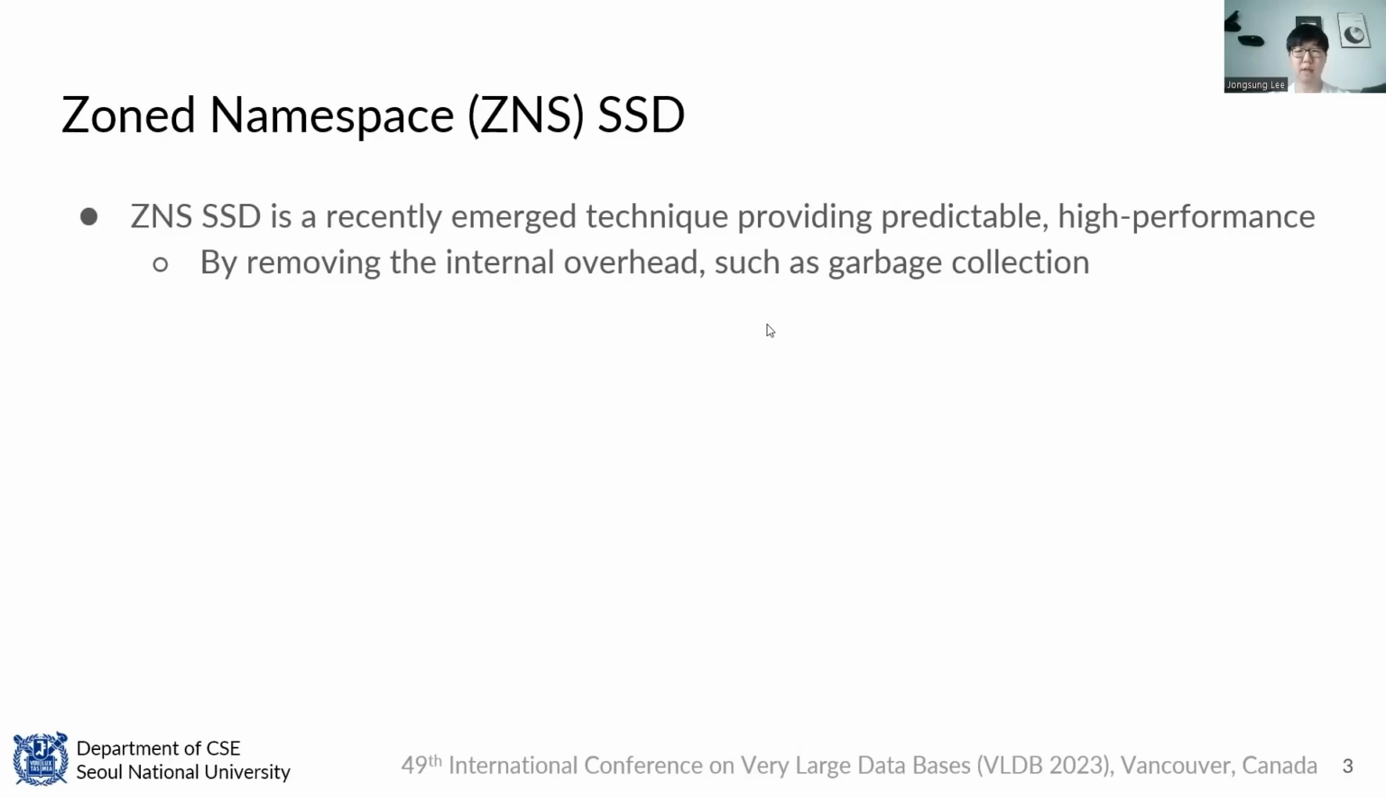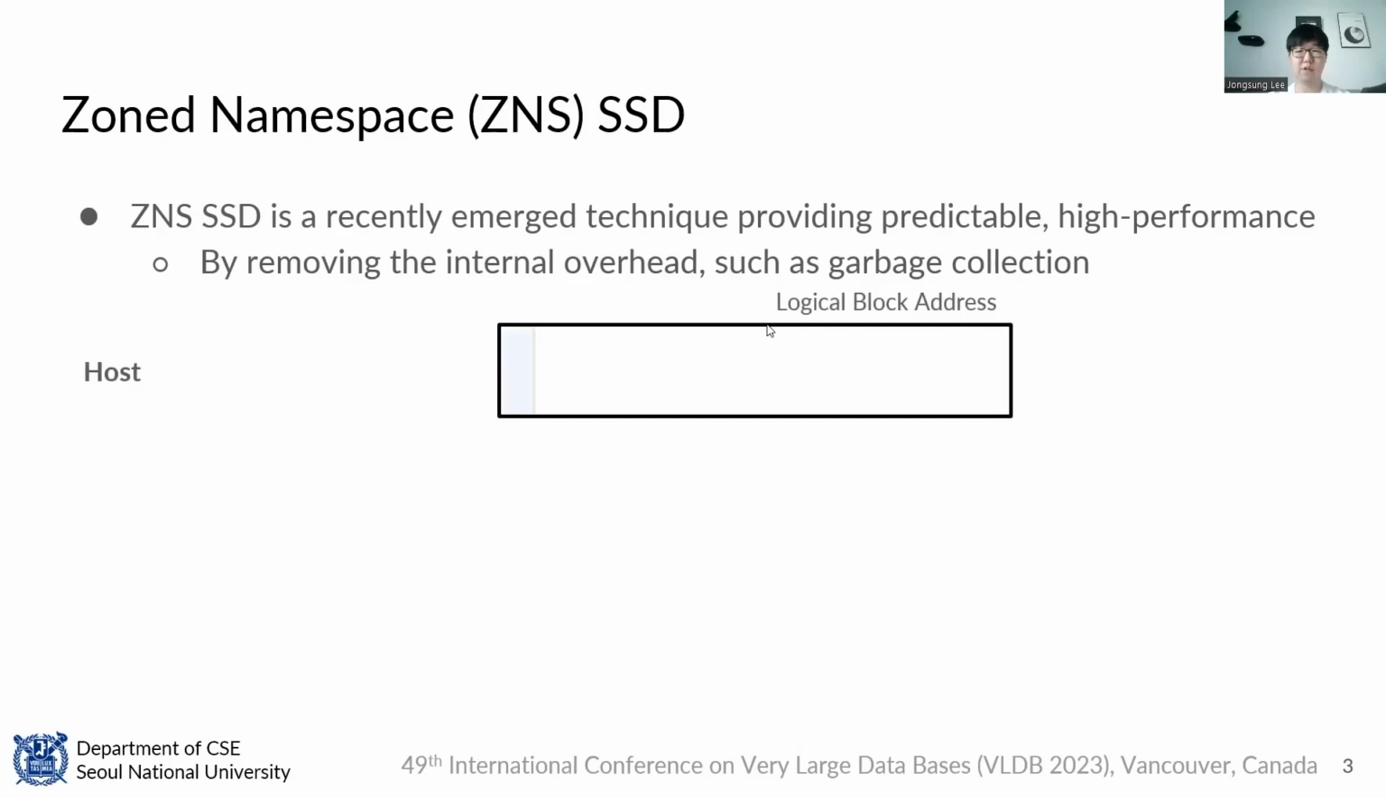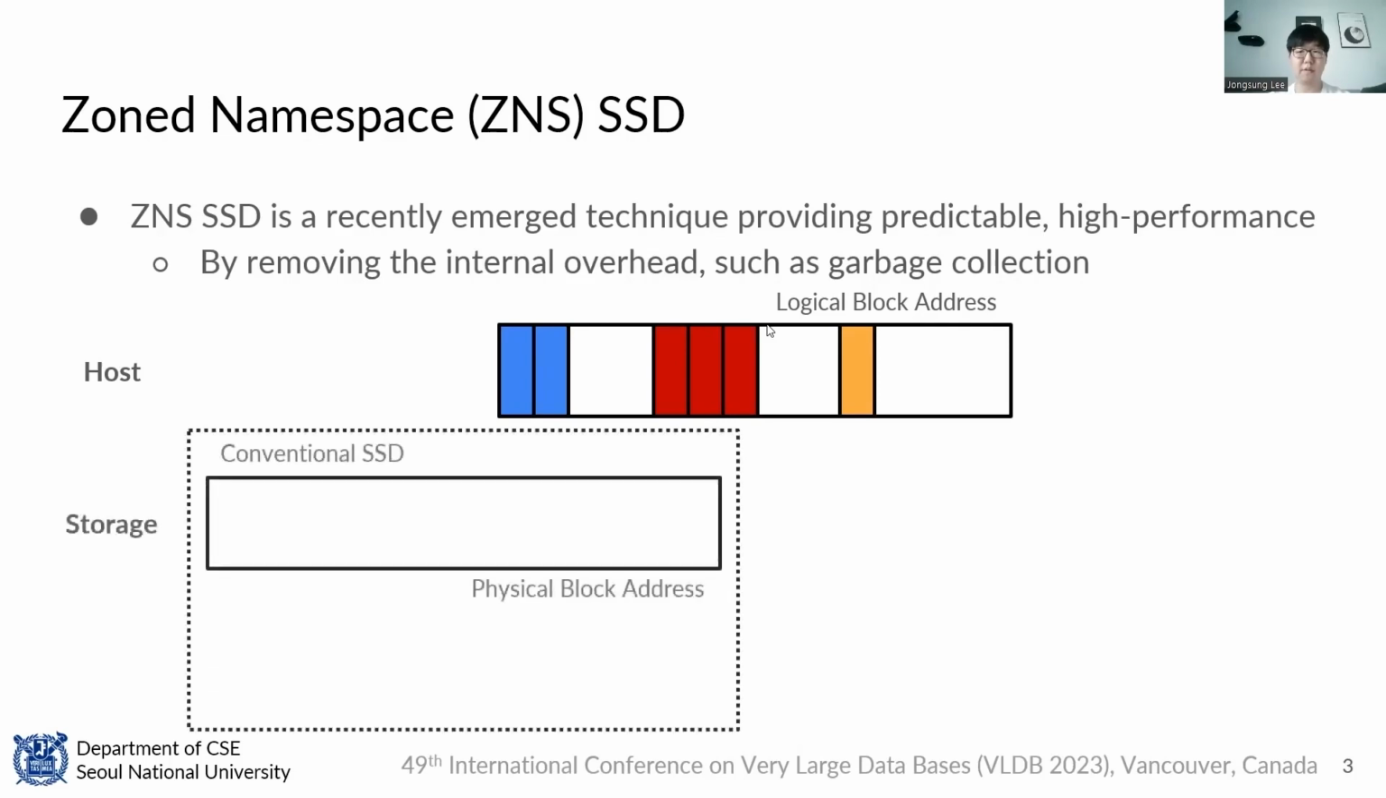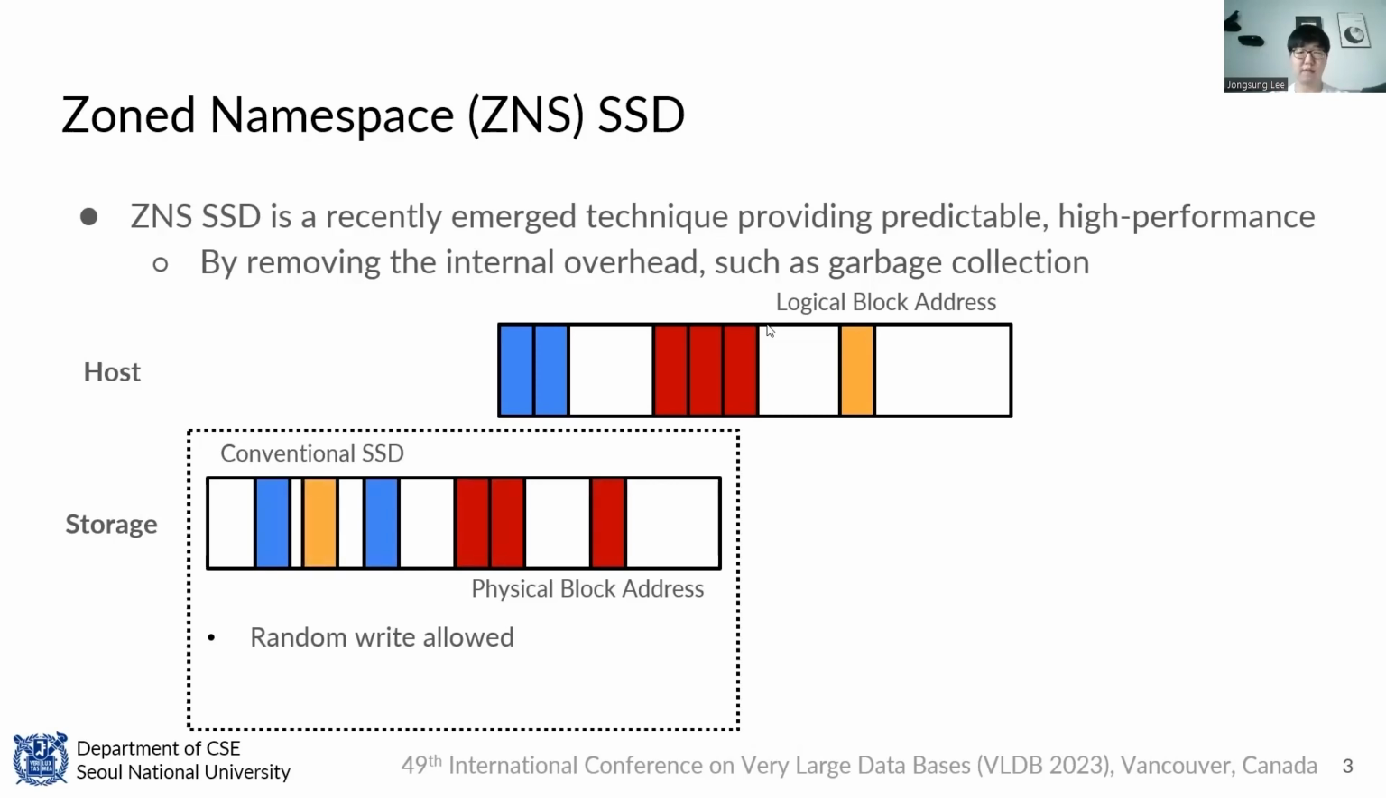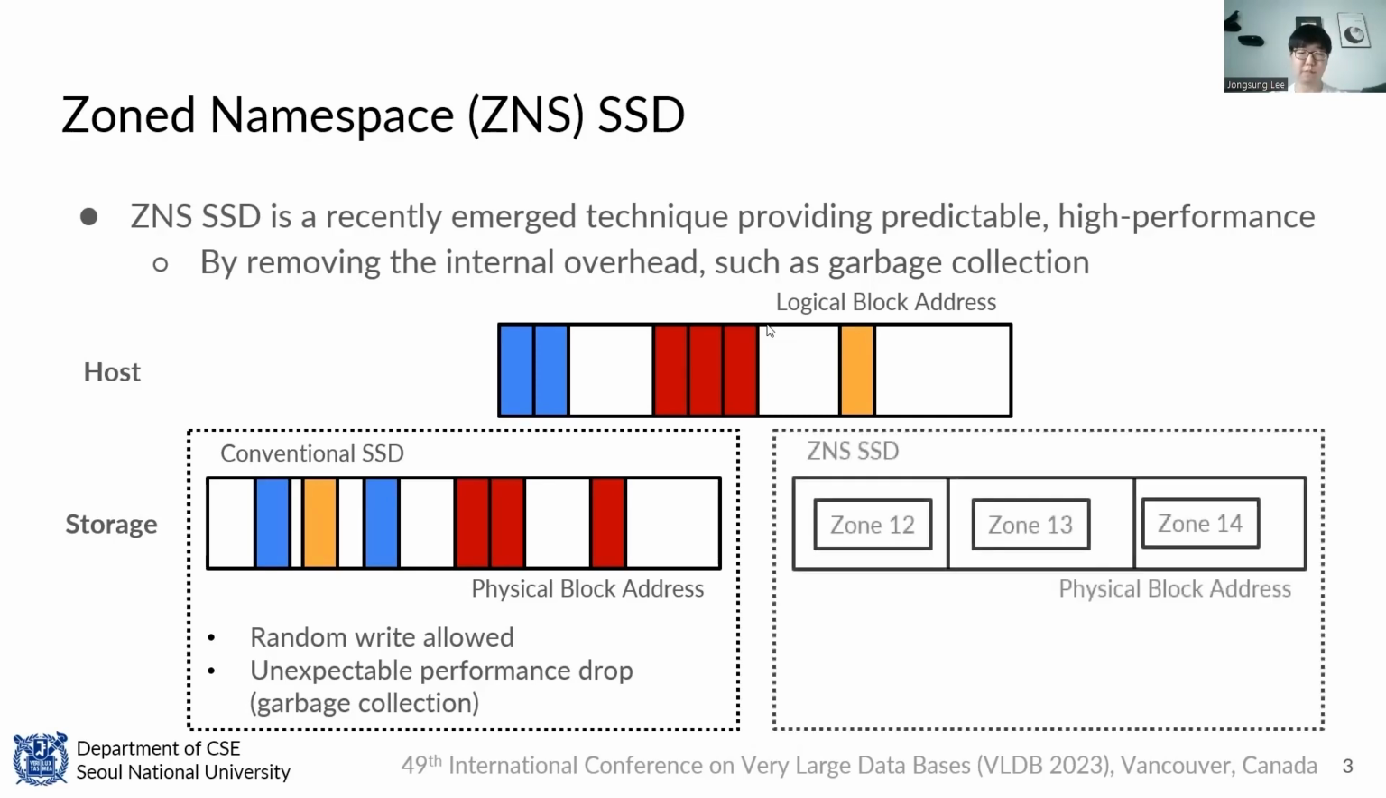The example shows how conventional SSD and ZNS SSD are different. When the host application tries to write data, the application locates the data based on the logical block address. Conventional SSD provides the availability of random write by an out-of-place update mechanism. Therefore, the SSD should maintain the mapping table because the data can be written anywhere inside the device. However, garbage collection should be performed inside the device when there is no empty space, which negatively affects the performance.